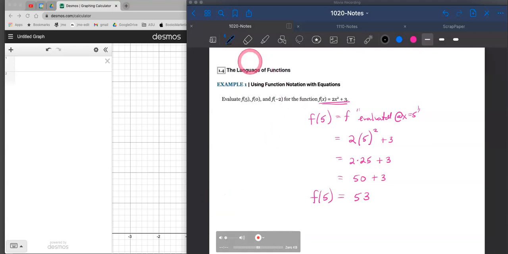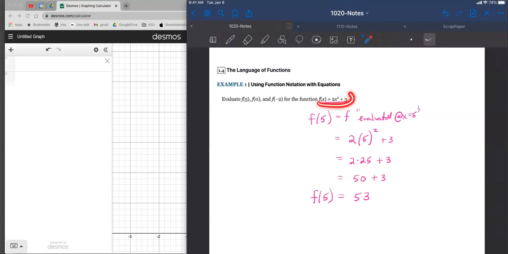Hey y'all, this is a quick video on section 1.4 where we're talking about function notation and how those relate to equations and maybe solutions. So here was a problem we did in class. We can see that a function was given to us. By function we mean that a formula was given to us, y is equal to f of x of this particular form. And it just so happened that that formula f of x, f for formula, is 2x squared plus 3.